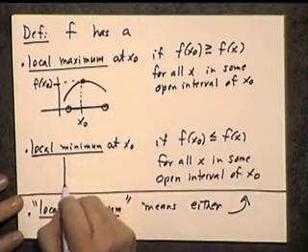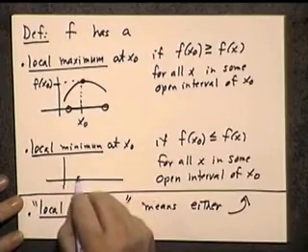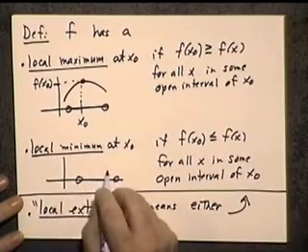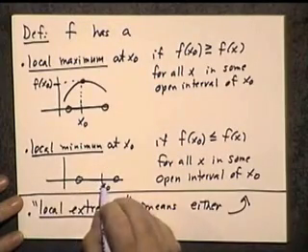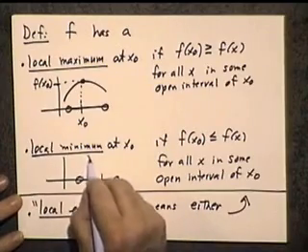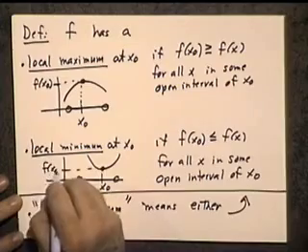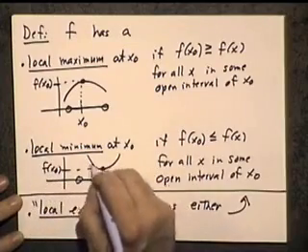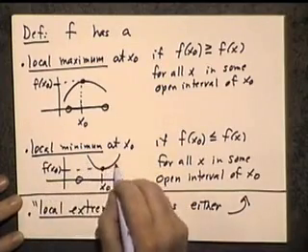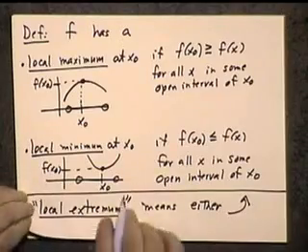In fact, let me draw a picture here for the local minimum also. We have this open interval. We have some point x naught here. Then if we have a local minimum above x naught, then this height, f of x naught, is lower than the heights of all the nearby points. So those are the basic ideas for local maximum and minimum.